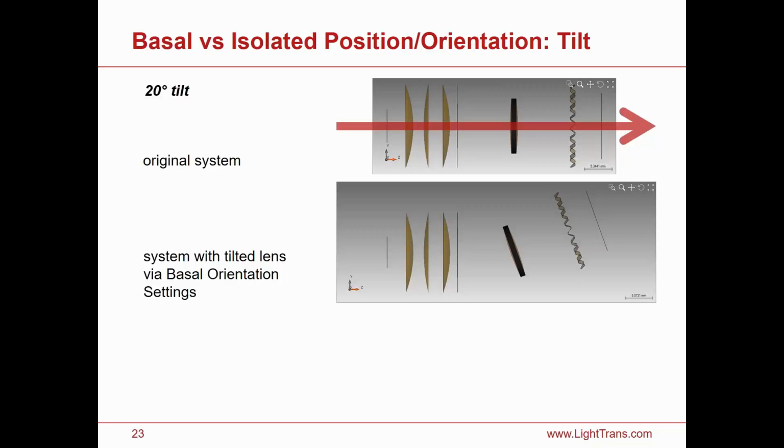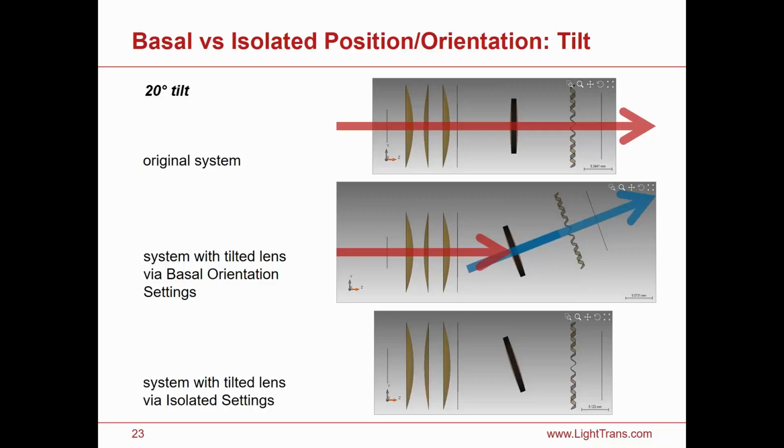If you have a basal orientation and you enter a tilt in the basal orientation tab, then the element, in this case the lens, is tilted, and the optical axis for all the following elements is tilted as well. So the light propagation is changing like this. If you use, in contrast, the isolate positioning, just the position or the orientation of this component is changed, where the optical axis is constant.